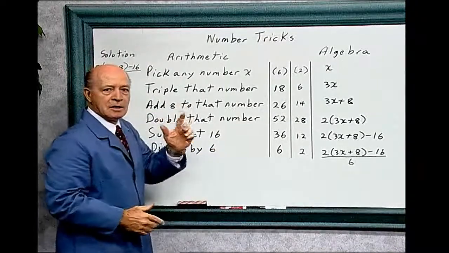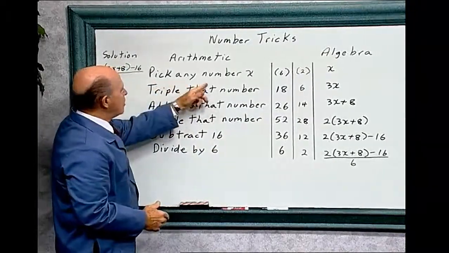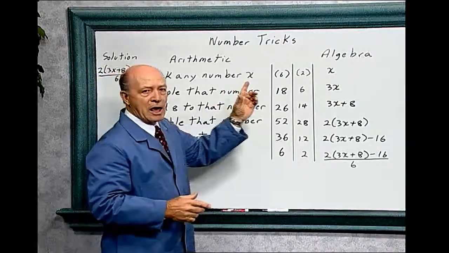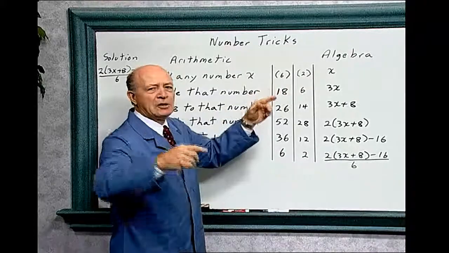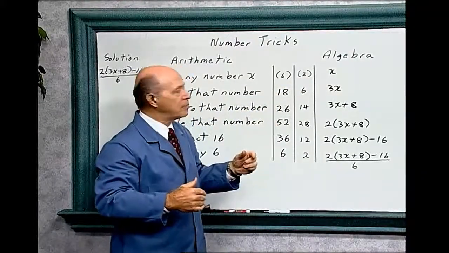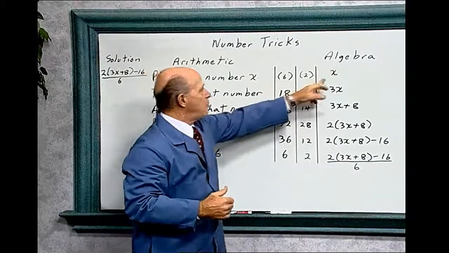So we're going to now pick any number. We're going to make that x. So we don't know what that number is. Now over here, I have two numbers. We're going to say that you pick 6 or you pick 2. We'll do both of them together later on. All right, but this is x. Now we put the x over here.